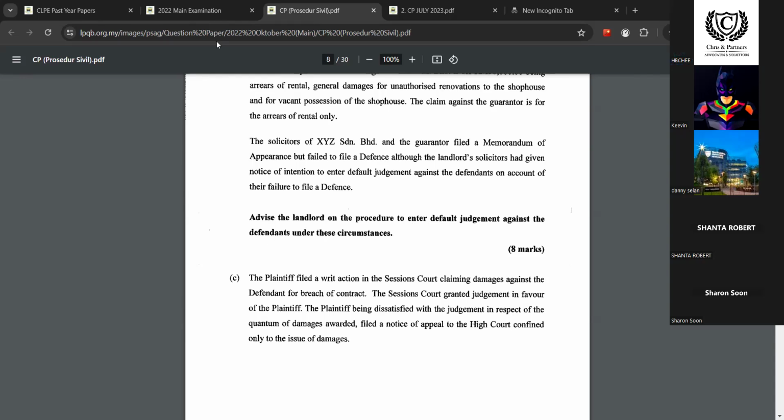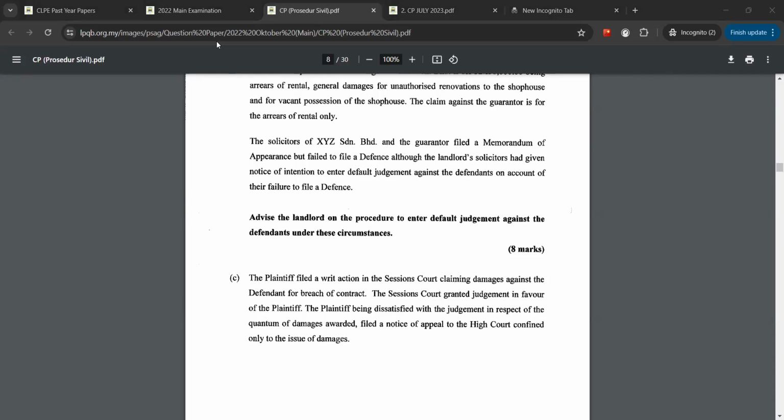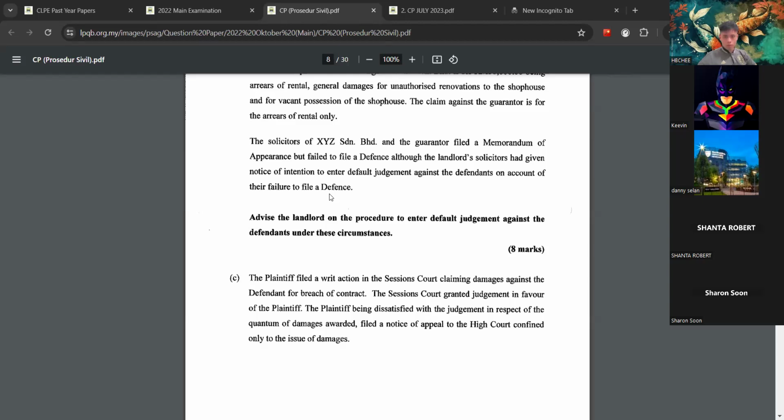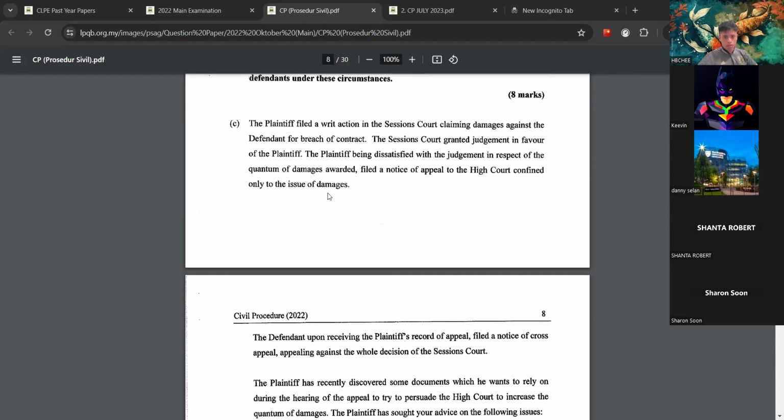Anyone? Yes, it is a default of defense, because now we can see that the defendant forgot to serve their statement of defense. So this is the so-called default of defense under Order 19. Okay, we move to part C.